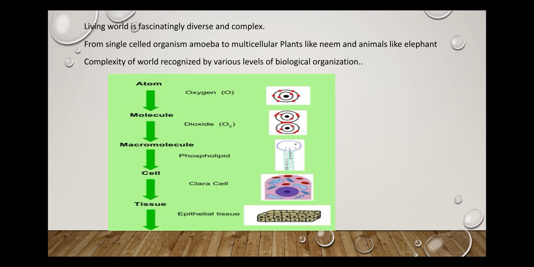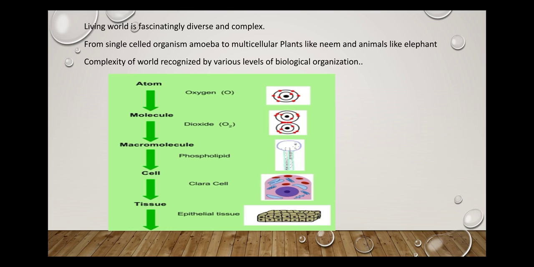This living world has diversity and complexity. That means there are many organisms and also other abiotic factors in this world. There is a huge variety of organisms, from single cell to multicellular organisms, like amoeba, paramecium to multicellular organisms like large trees like banyan tree or neem plant or elephant, human, etc.